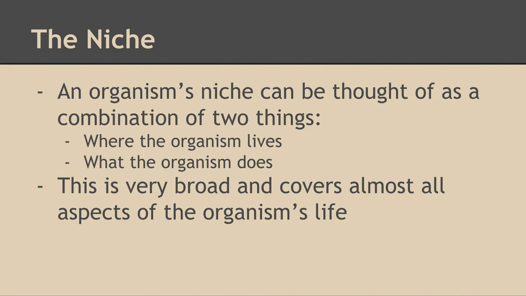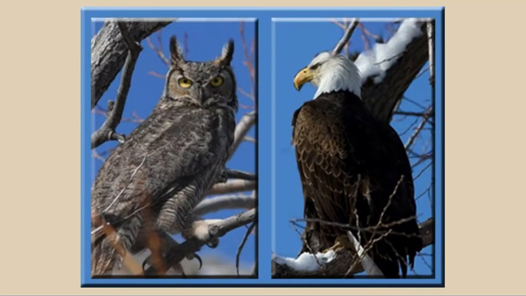So, two organisms that have a very similar niche are owls and eagles. Both of them are hunters. Both of them tend to live off of small mammals. They're birds of prey. They prefer to hunt from on high to spot things and then zoom in close to catch them. Big difference in their niches though?